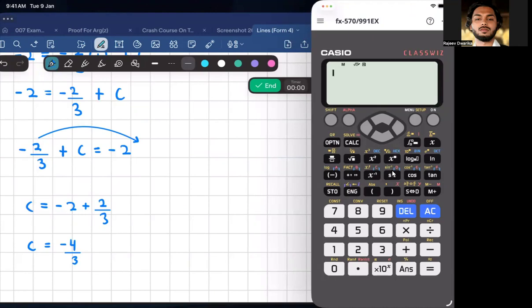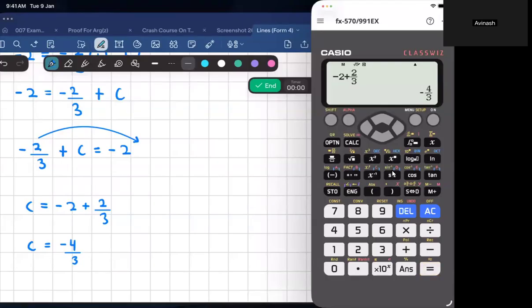So in the calculator, right, Avinash, you're going to put minus 2, right? Minus 2 plus. Then you're going to press the fraction button. Then you're going to press 2. Then you're going to press the arrow to the right. Then you're going to put 3, and you're going to press equal.